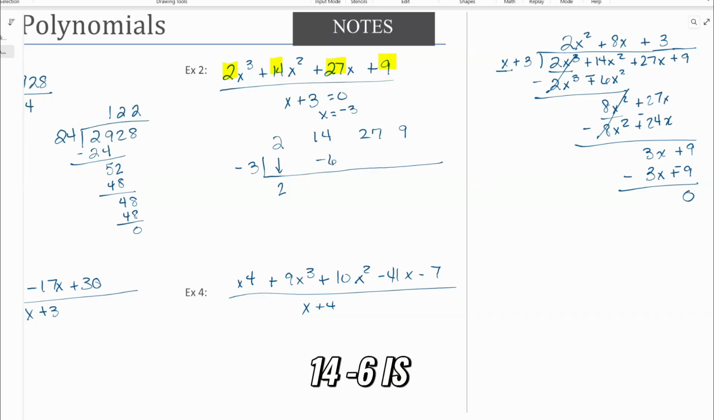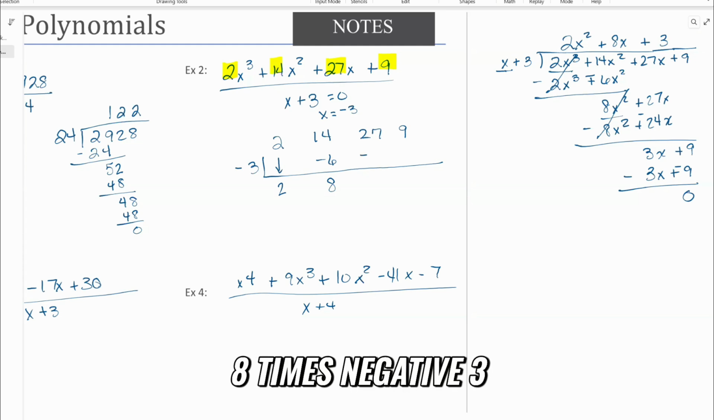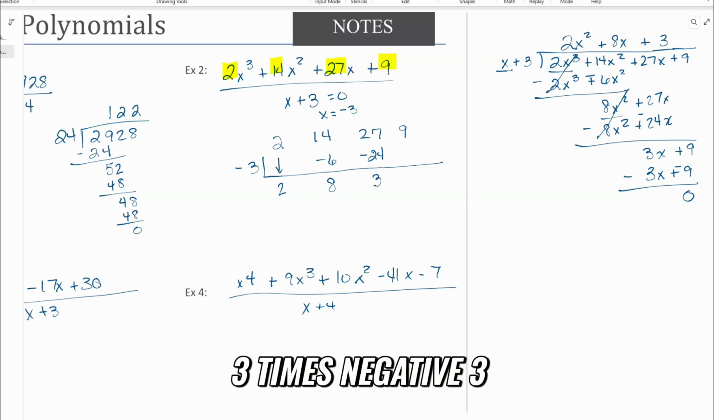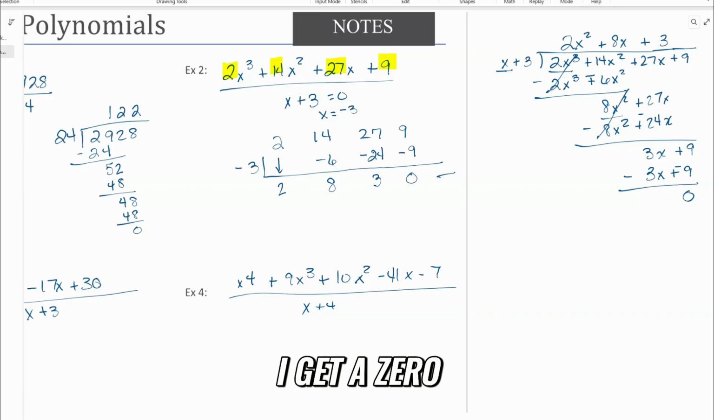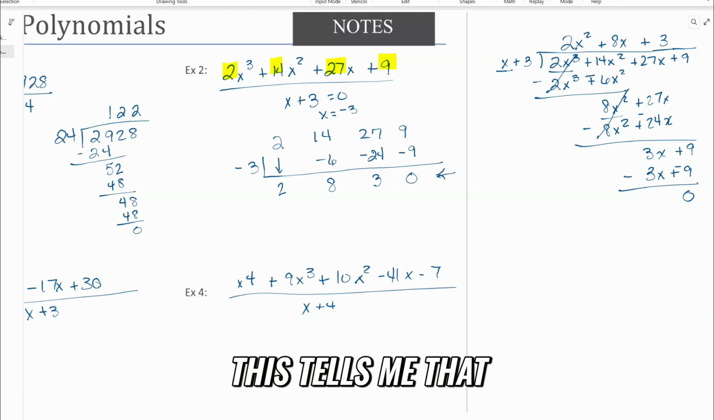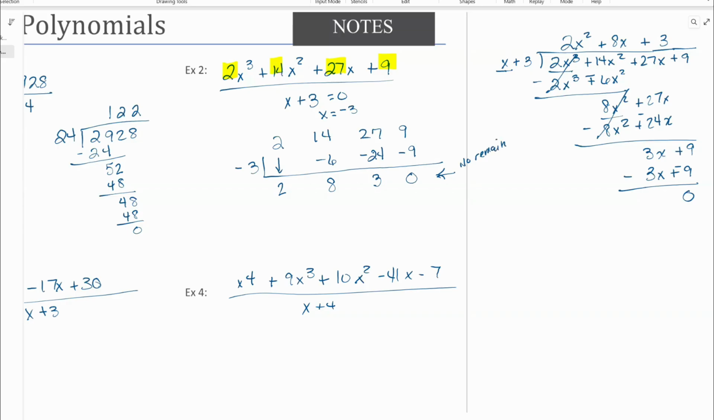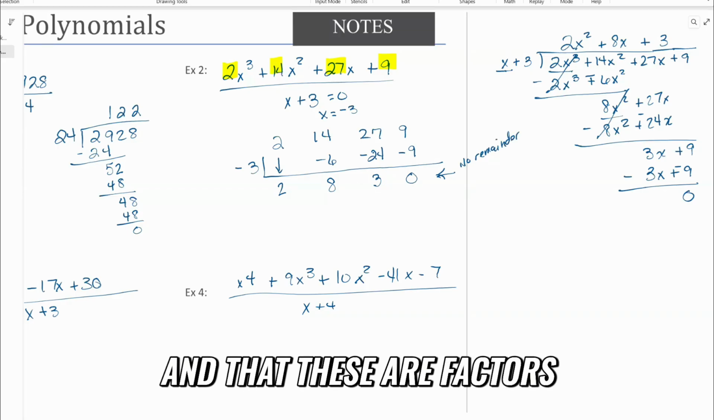14 minus 6 is 8. 8 times negative 3 is negative 24. Add down, I get 3. 3 times negative 3 is a negative 9. Add down, I get a 0. This tells me that there is no remainder and that these are factors.